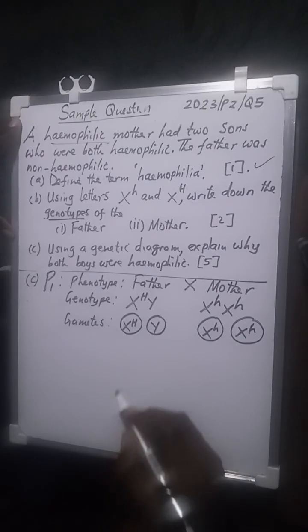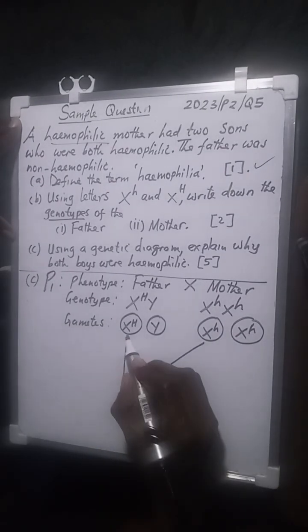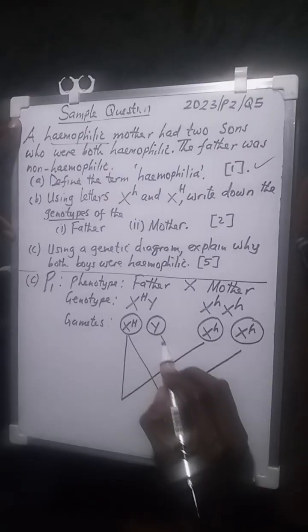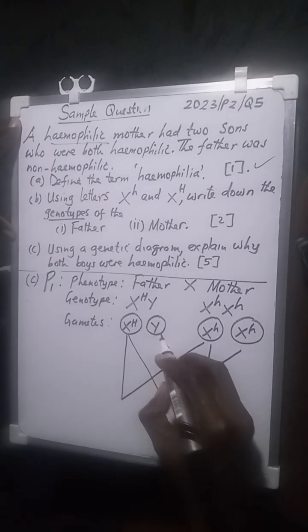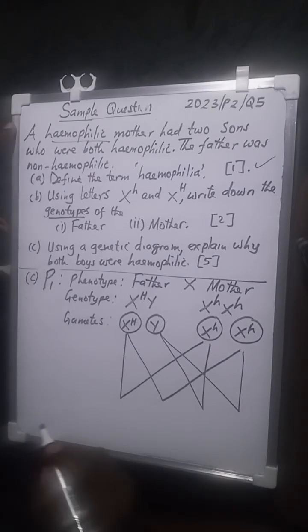Then random fertilization will take place. So this one will pair with the first one. Then again this one will pair with the last one in that case. So this gamete will pair with that gamete, and this gamete will pair with the last gamete. So there's going to be random fertilization or assortment of these gametes.